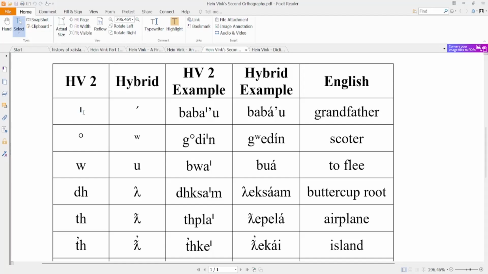At the start here, we have a small vertical bar, or sometimes I call it a straight apostrophe. This was used to show where to place emphasis, or stress, in a word. Nowadays, we use this slanted dash, which is an acute accent. An example of this in Hein Vink's second orthography is baba'o.